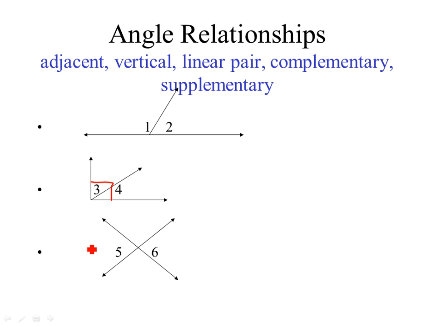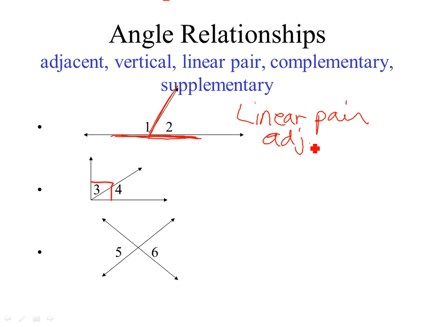First one, these angles, they form a line, so they're a linear pair. Well, they also share a side, so they are adjacent. I'm not gonna write all these words out. They're adjacent angles, but since they are a linear pair, they're also supplementary because they add up to be 180, which is that straight angle right there.